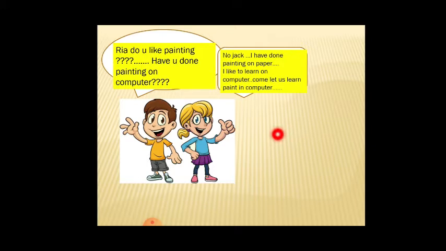Jack is asking Ria, do you like painting? Yes, who does not like painting? Everyone likes it. Have you done painting on the computer? Ria says, no Jack, I have done painting on paper. I like to learn painting on the computer. Come, let us learn paint in the computer. So these are the conversation between Jack and Ria. Of course, every child likes painting. She is telling, no, I have done the painting on paper, so I want to learn the painting on the computer. It is very easy. So let us learn paint in the computer.